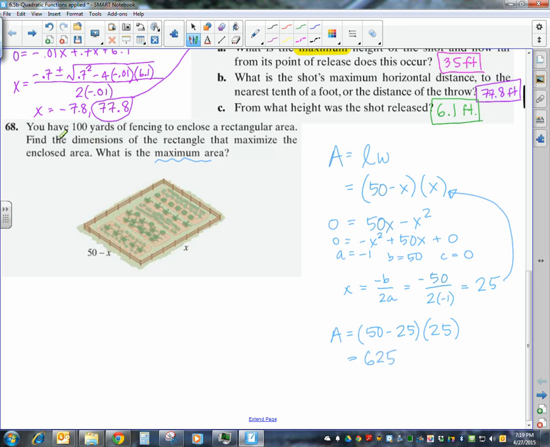So to answer these two questions, the dimensions of my rectangle in this case happen to be 25 by 25. Okay, that should be 25 feet by 25 feet. And the maximum area is 625 square feet. Now, if you have any questions, come ask me. I found that x was 25, so if this is 25, then the other side is 50 minus 25, which is 25, and that's how I got my two sides. So, if you have any questions, come see me. You have 4 problems to work on your own.